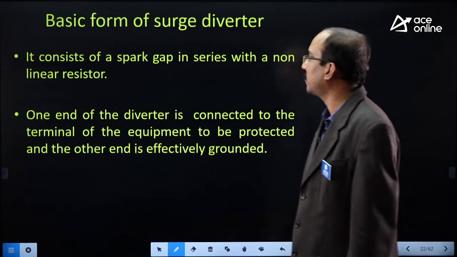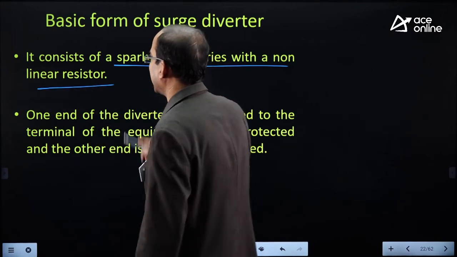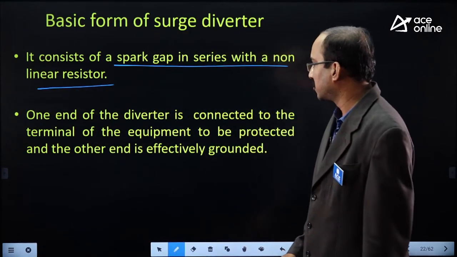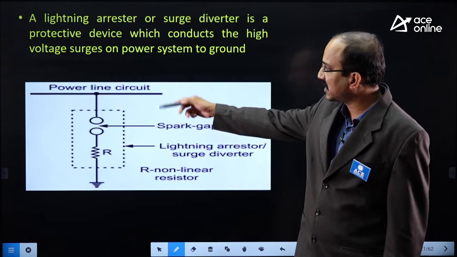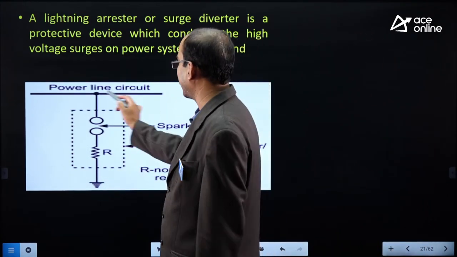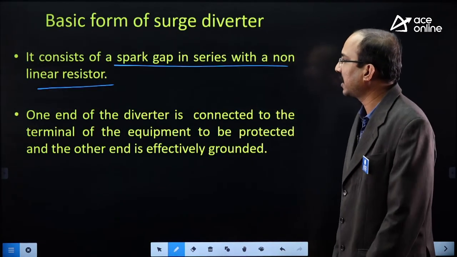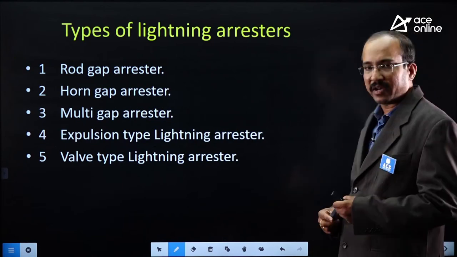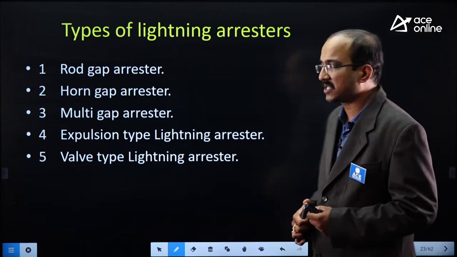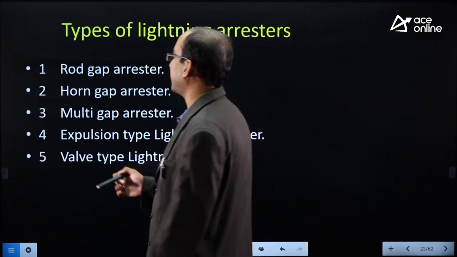What does it consist of? A spark gap in series with a non-linear resistor. One end of this diverter is connected to the line circuit and the other end is grounded. What are the different types of lightning arrestors that we have? We have five different types.